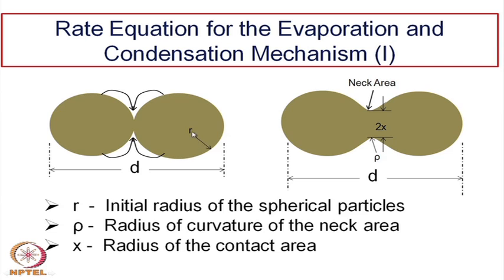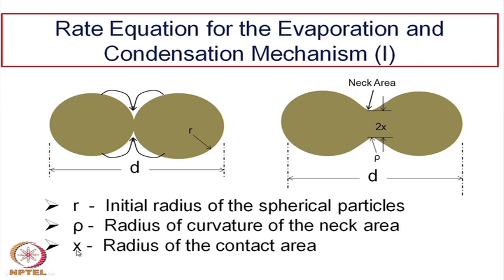Here we have introduced a few parameters. We have introduced r, the initial radius of the spherical particles. Once again our assumption is that we have uniform size spherical particles, not of different sizes, all of the same size, and they have a radius of r. We also define a radius of curvature rho at the neck area. This is a concave surface and the radius of curvature is rho.